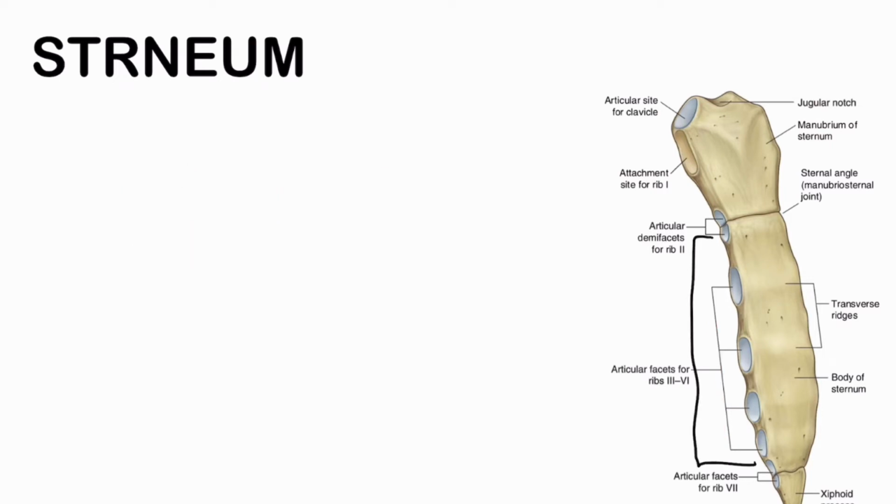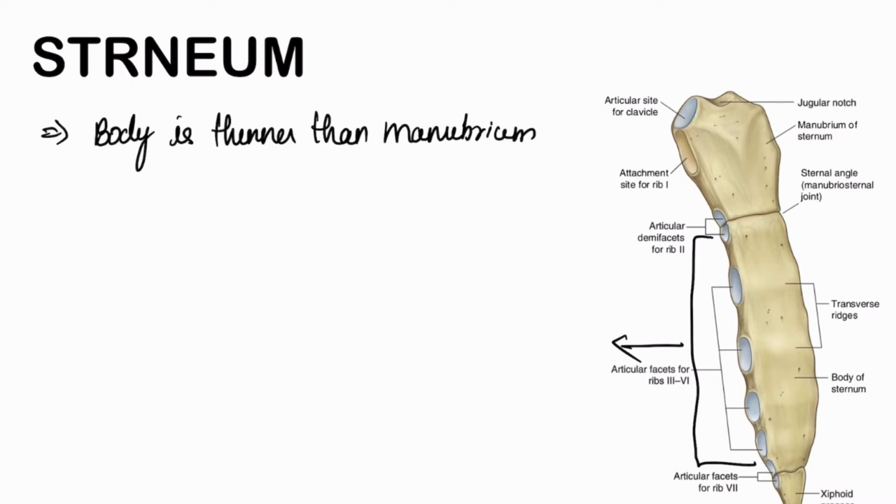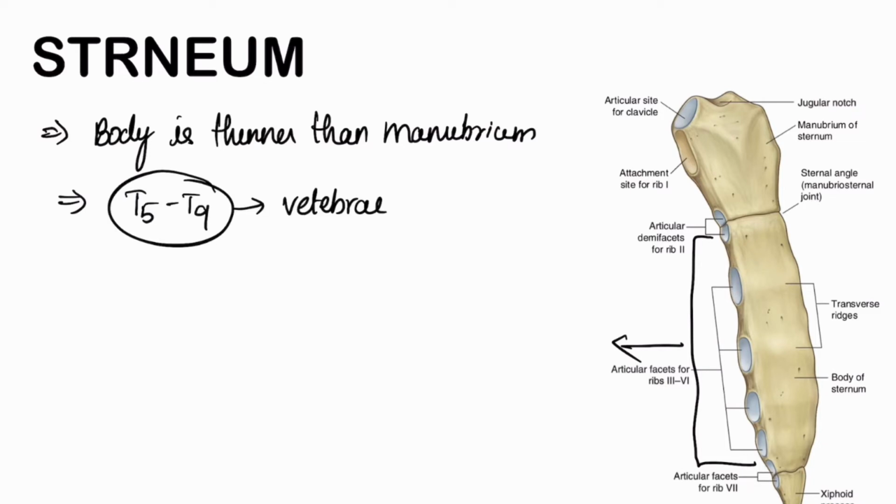This is the body of the sternum here. This body is thinner than the manubrium. It extends from the vertebrae T5 to T9. The body of the sternum articulates with the costal cartilages of ribs 2 to 7. Here are the facets for the articulation with the ribs. It articulates with 2 to 7 ribs.